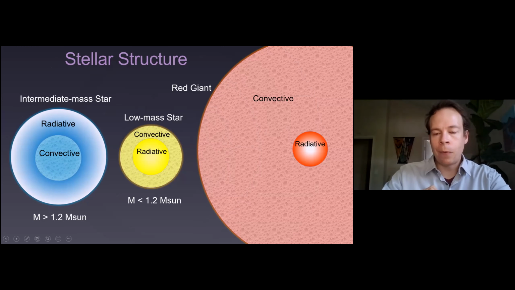But I want to focus primarily on red giant stars. So these are stars similar to the sun, except similar in mass, but they're more evolved. So they've burned all the hydrogen in their cores.